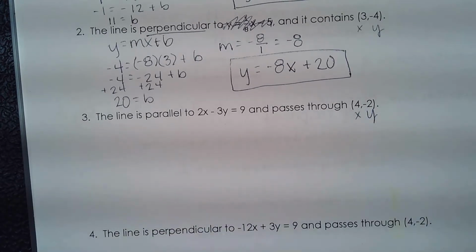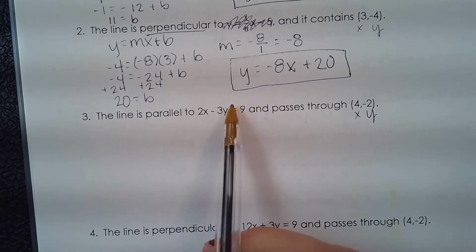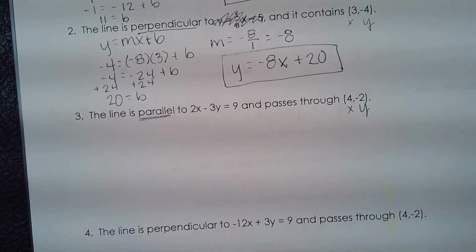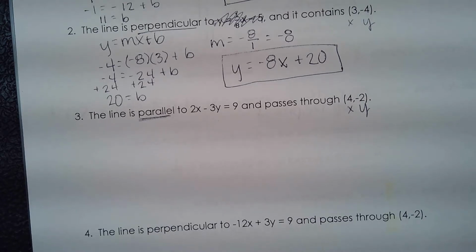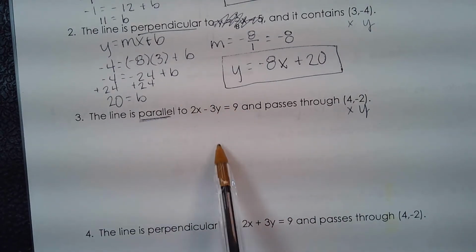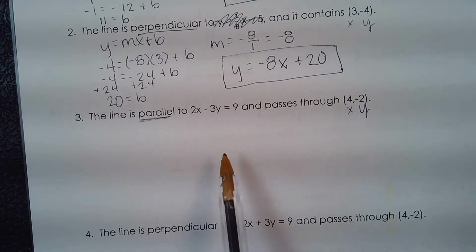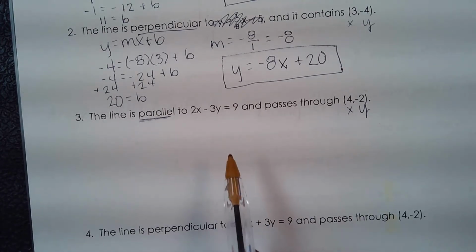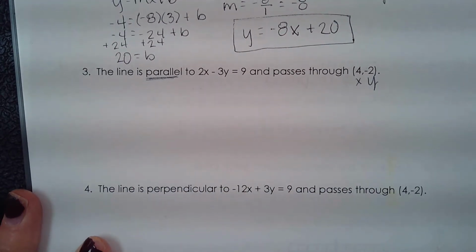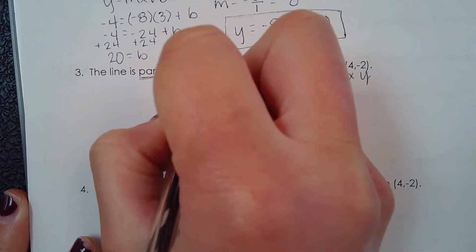Before we can do that, though, we've got to pull the slope from this line. They tell us that it's parallel. So our slope is going to be the what? Same, right? If it's parallel, it's got to be the same. Do we know what the slope of this line is right now? How are we going to find it? Solve for what? What's our first step to do that? Minus 2x.